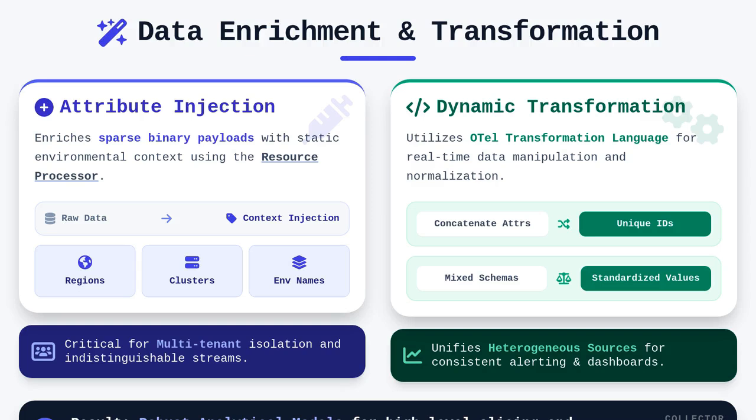without proper tagging. Beyond static injection, the transform processor permits dynamic manipulation of existing data through OpenTelemetry Transformation Language expressions. We can perform operations such as concatenating attributes to form new, unique identifiers, or standardizing numeric values across different services. This capability is instrumental when dealing with heterogeneous upstream sources that share metric names but use inconsistent attribute schemas. By unifying these schemas at the collector level, we perform the necessary normalization that simplifies alert configuration and dashboard consistency across multiple platforms.